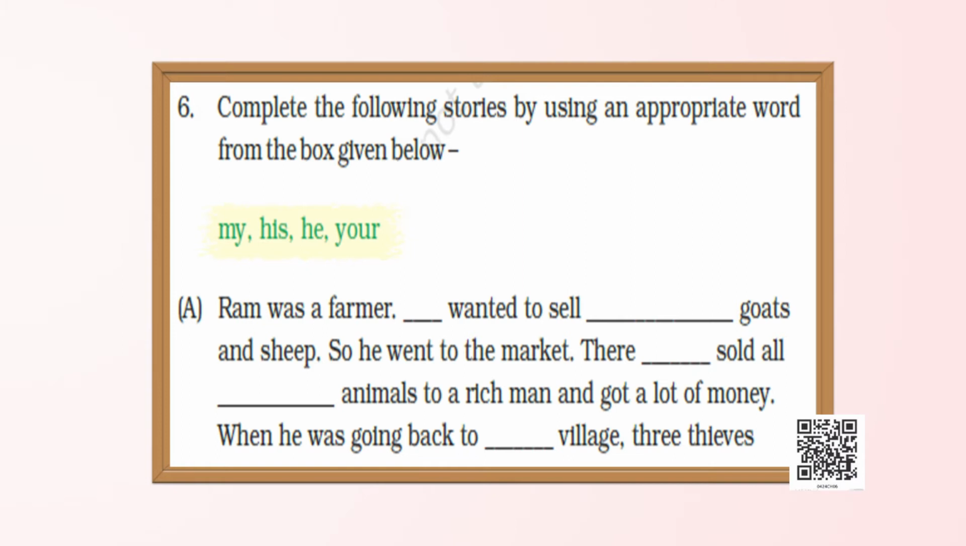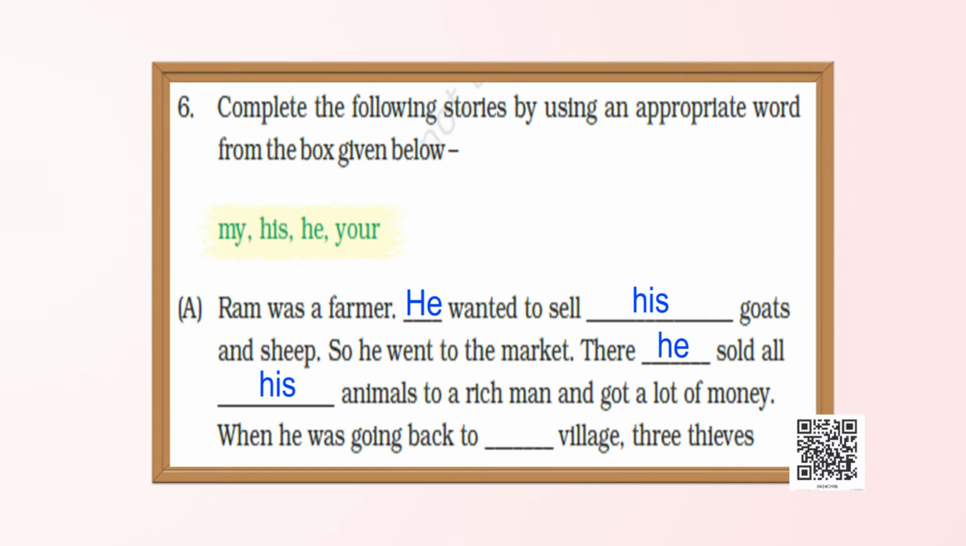So, have a pencil with you. As we read, we can do this activity. Ram was a farmer. Dash wanted to sell. He wanted to sell dash goats and sheep. His, yes, that's the right answer, his goats and sheep. So, he went to the market. There he sold all dash his animals to a rich man and got a lot of money.